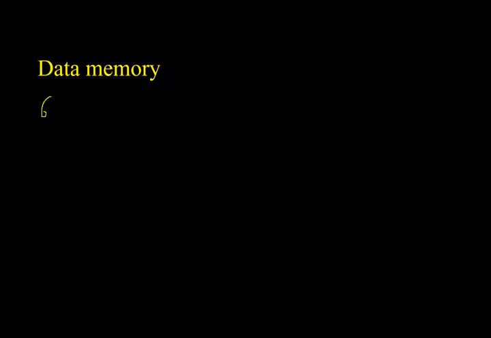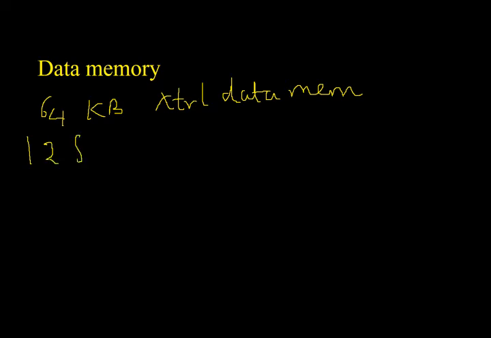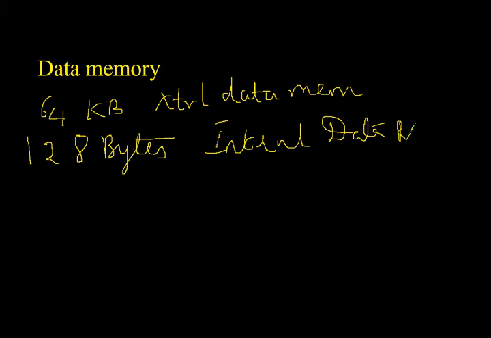And the second thing is data memory. We are very conscious about this. Again, data memory is of 64 kilobytes. Here you will have 64 kilobytes of external data memory. Added to that, you have 128 bytes of internal data RAM, and added to that we have 21 different special function registers. We do have special function registers. Here we want to add a few more points to this.